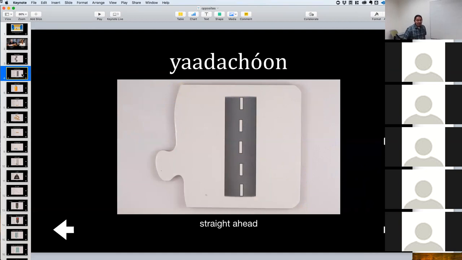Like, Aqasa ya de chun. Which one is straight? Daqasa kao zetik. Which one is crooked, right? And Gusu Achuni, where's the match for it? There's different things you could do like that.